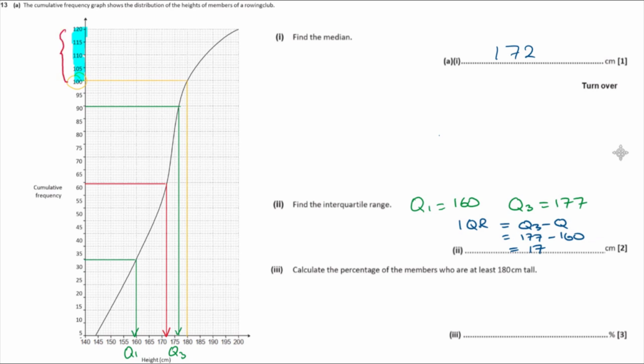How many people are there between 180 and 200? There are 20 of them. Okay, how many people are there altogether? 120. So what is that as a percentage? It's going to be my 20 people who are taller than 180 or as tall as 180, and then over everybody. What's that then as a percentage? And then times by 100 then, isn't it?